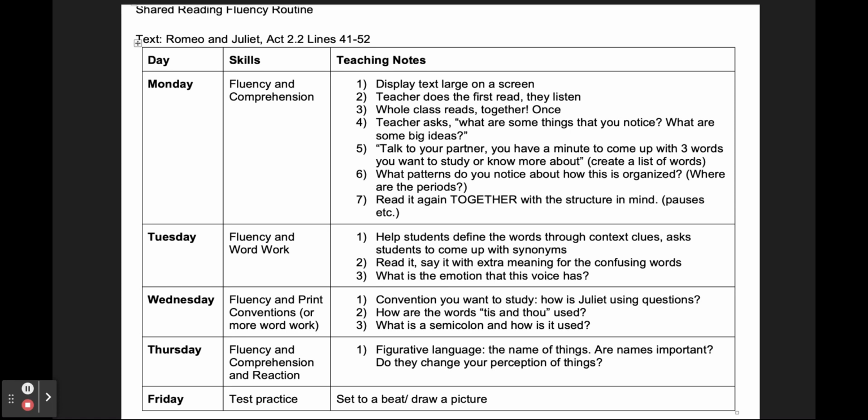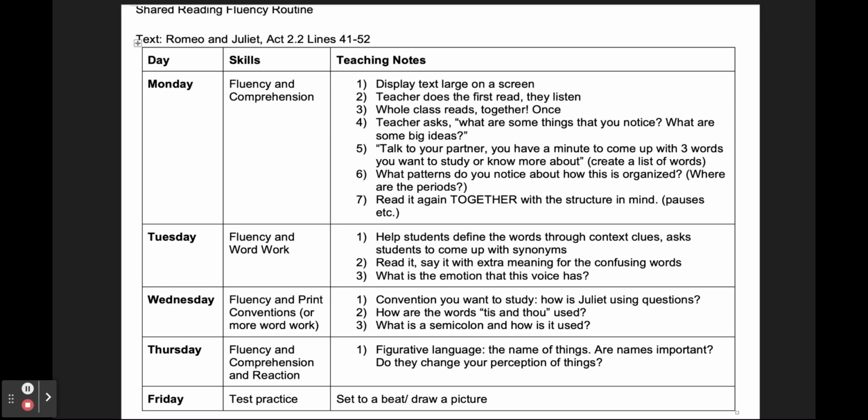Kind of like, what is the tone of the piece? What is the mood or the feeling behind it? What is the author's attitude towards his or her work, right? Okay. On Wednesday, you do more fluency and print conventions for more word work.